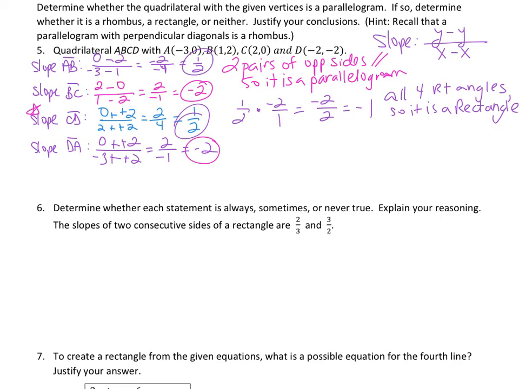We still need to check to see if it's a rhombus, because if we know it's a rhombus and it is also a rectangle, then we know that it will be a square. So for our rhombus, we need to find the slopes of the diagonals, AC and BD.